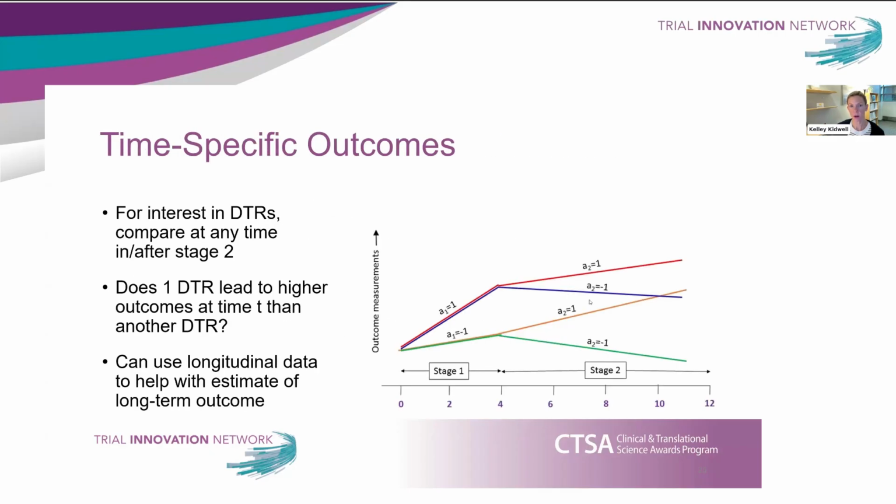So to first talk about those time-specific outcomes, you could be, again, interested in those DTRs maybe at the end of stage 2 or a longer-term outcome. And those can answer really interesting questions like, does one dynamic treatment regimen lead to higher outcomes at some specific time than another DTR? And so you can use that longitudinal data to help with the estimate of those specific outcomes instead of only using the outcome at that one time, right? We'll have a more precise estimate if we're able to model that full longitudinal data.